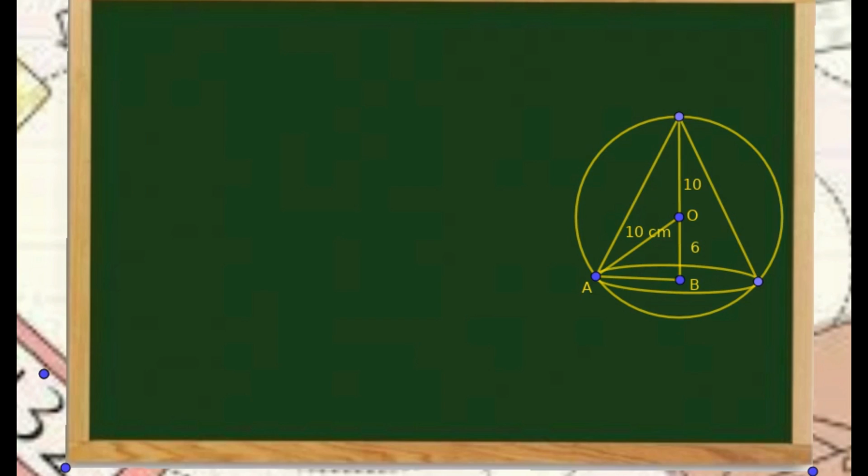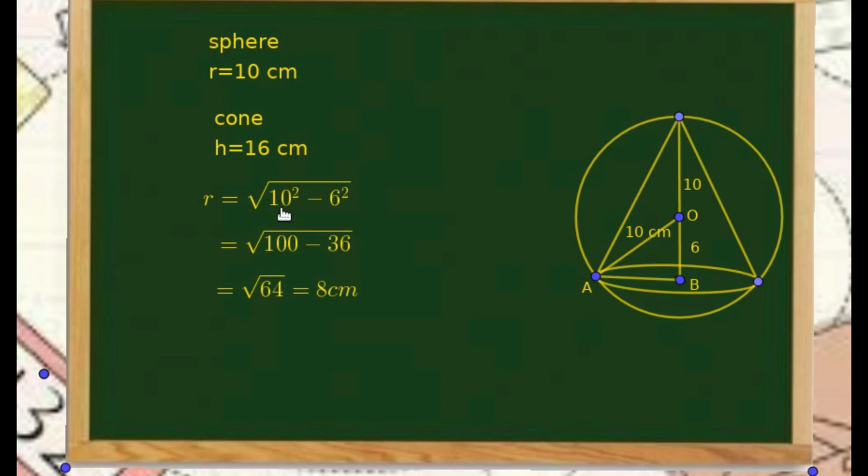First we write the dimensions. The radius of the sphere is 10 centimeter given, and the height of the cone equals 16 centimeters given. Therefore the radius of the cone, r, equals root of 10 square minus 6 square, equal to 8 centimeter. You got AB equal to 8 centimeter. Here you have to find what fraction the cone is of the sphere.